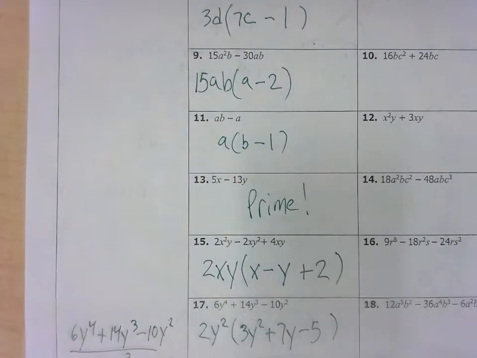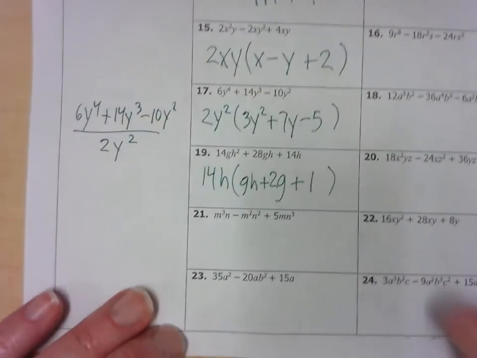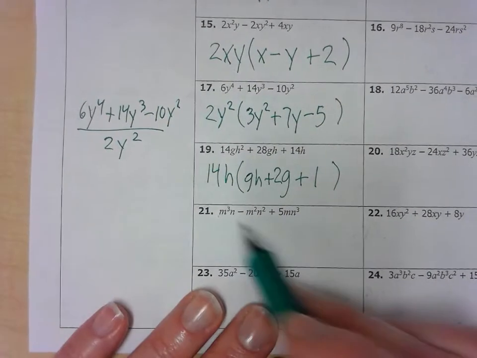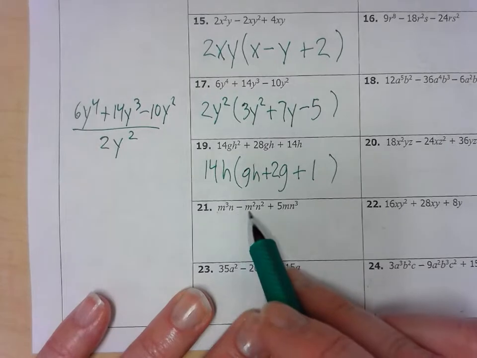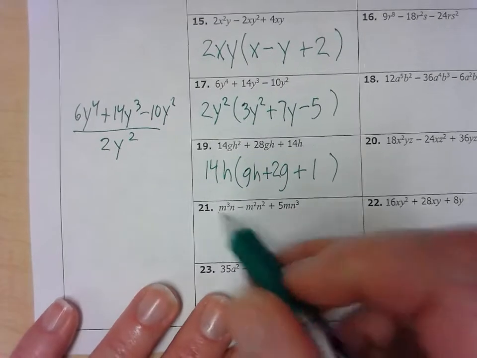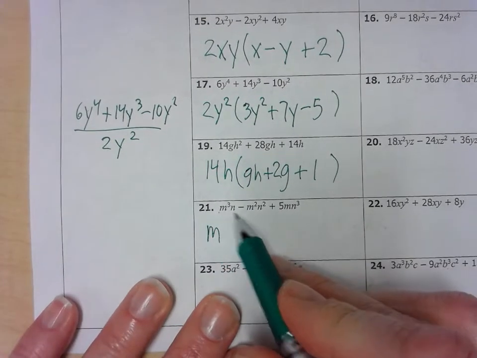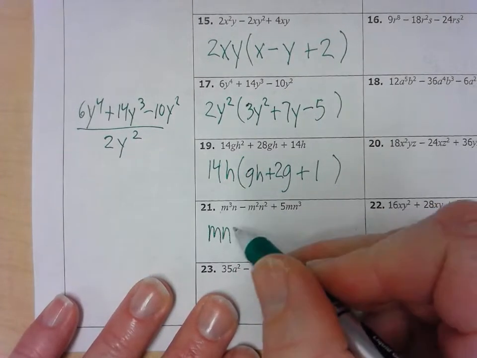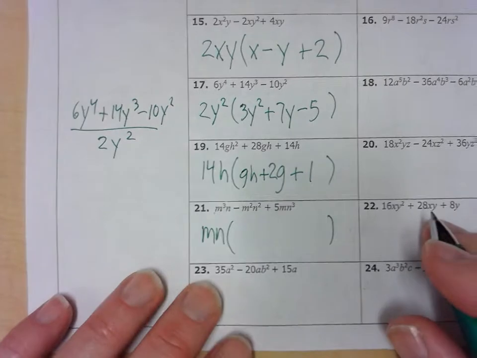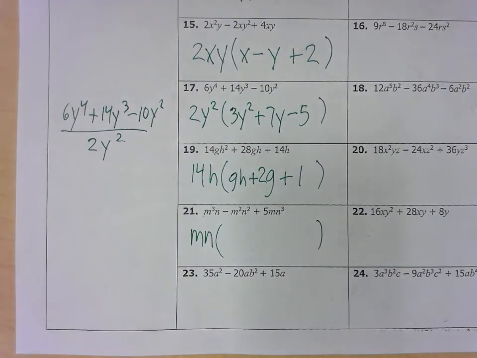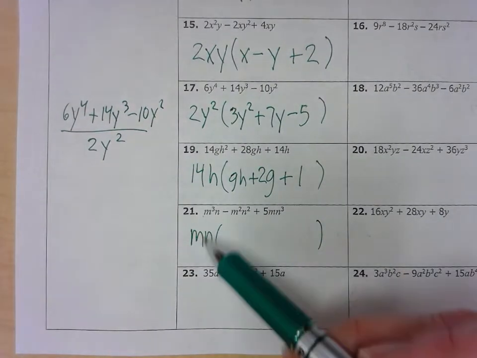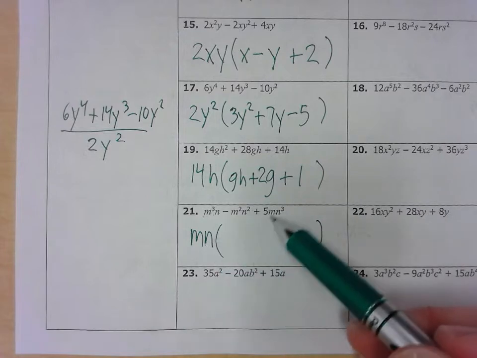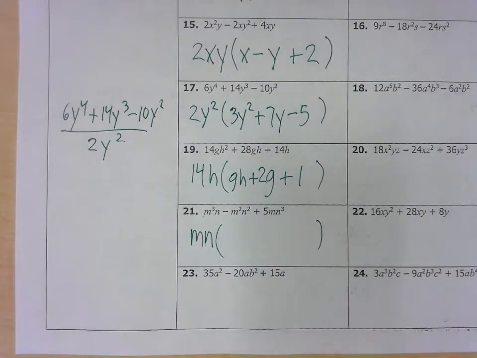So, anyway, last two. No number in common. We got m to the third, m to the second, and m. So the lowest one, m, n squared, and n cubed. So lowest one is mn. Okay, now you see if you can fill in the blanks there. Go. So you're dividing this into here, and each one of those you're dividing that in there.